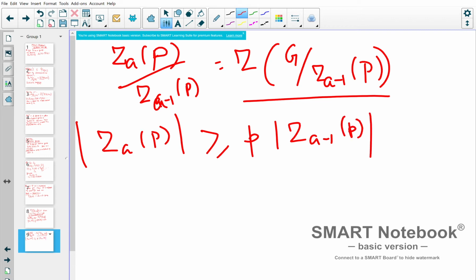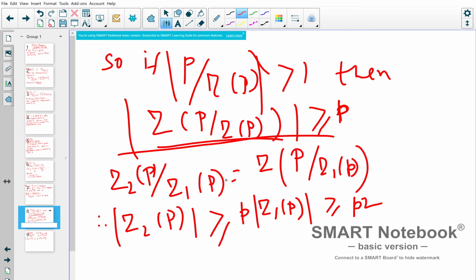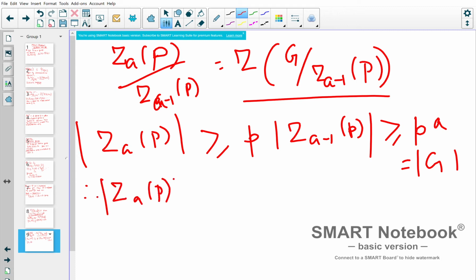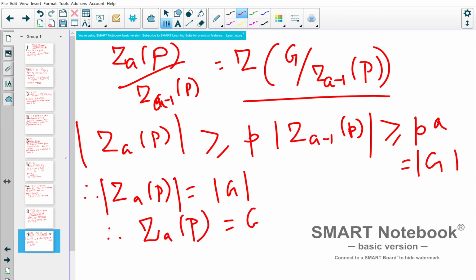Now you can use mathematical induction, which I already proved, from here. So that gives you this is bigger than P power A, because this is bigger than P times ZA minus 2 and so on. So the order of this A-th center is greater than or equal to P power A. But what is P power A? P power A is nothing but the order of the full group, right? So what does that mean? Thus, the order of this is equal to the order of G. So this has to be equal to G, right? So what does that mean? That means this process will terminate at G, and hence G is ZA.